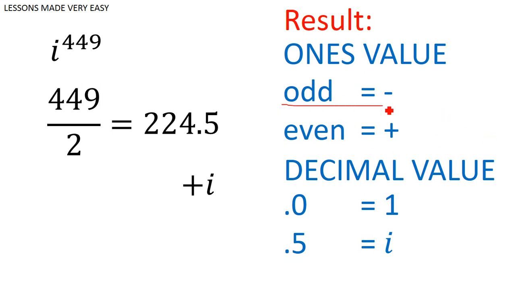You just memorize this, but it's easy to memorize because even is positive, because there is a pair, and odd is negative, no pair, and then 0.5 is i. So just memorize that.